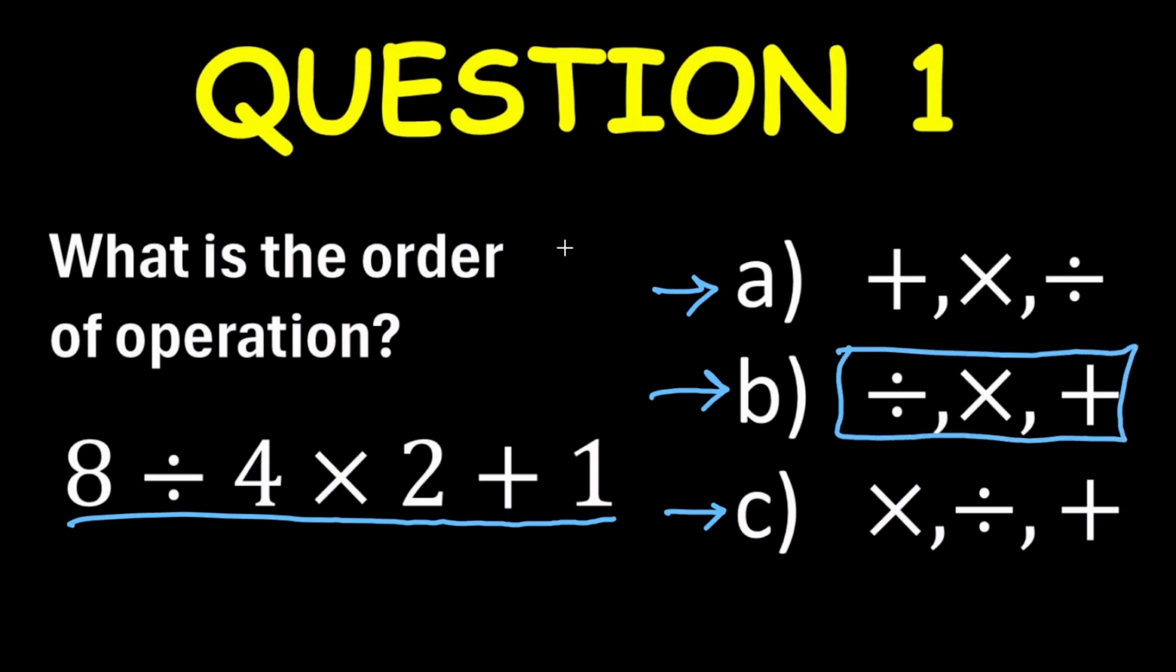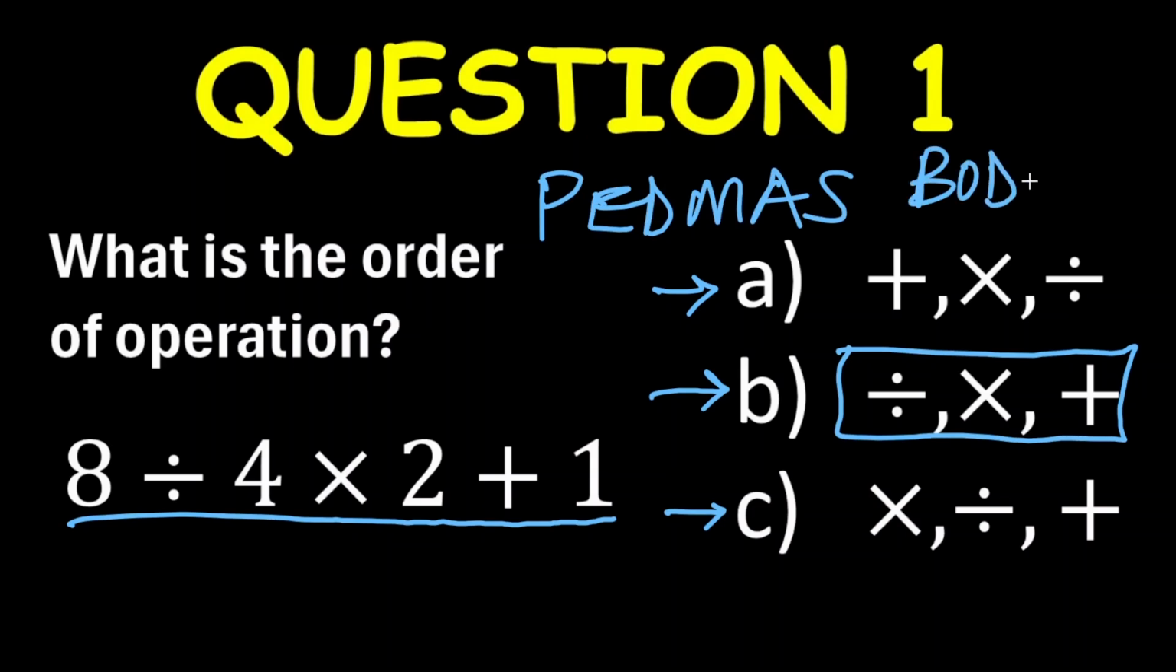All right, so why is it B? According to PEMDAS, if you're in the US, or BODMAS, if you are in countries like Nigeria and the rest. This means parentheses or brackets, then exponent or order, but the rest are the same: division, multiplication, addition, and subtraction. So we are going to have division first, then multiplication second. The order is from left to right. So we have division, multiplication, and addition. So that makes option B the correct answer.